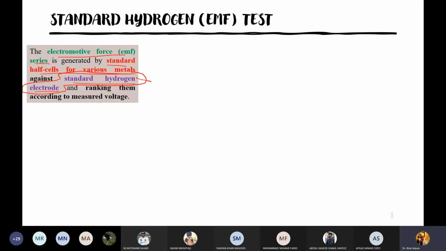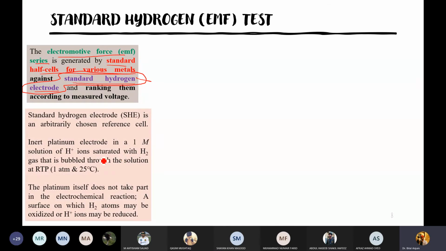Hydrogen electrode है क्या? Hydrogen electrode is basically an arbitrarily chosen reference cell है, और उसमें होता क्या है कि you insert a platinum electrode in 1 molar concentration of H plus ions, and you have hydrogen gas that is bubbled through the solution at 1 atm at 25 degrees centigrade. So basically you have both, ये एक surface मौजूद है platinum की, और इस surface के surrounding में you have presence of both H plus ions as well as H2 gas.